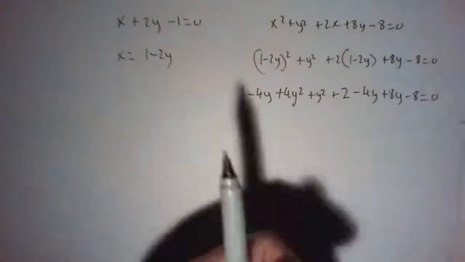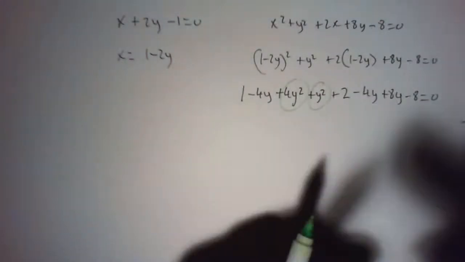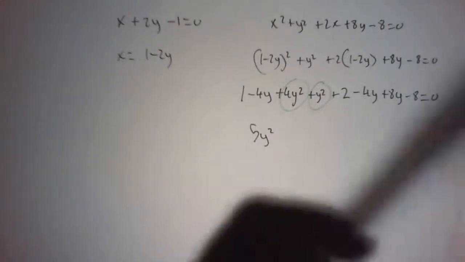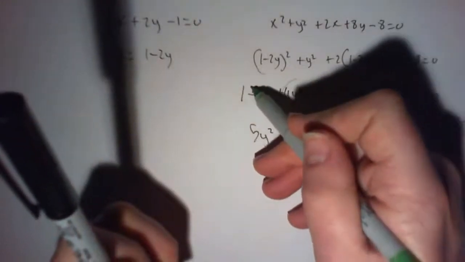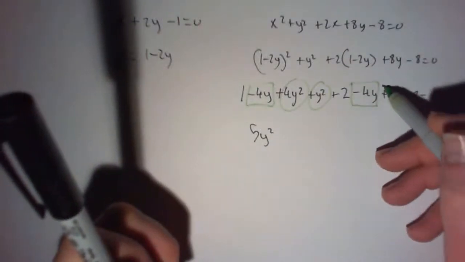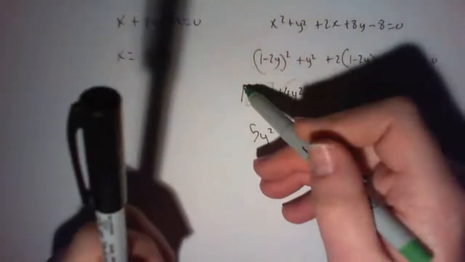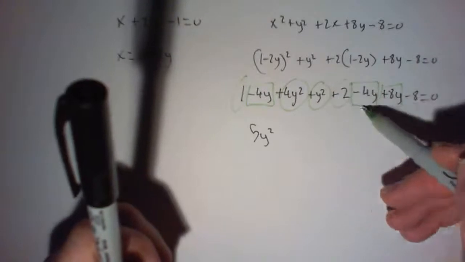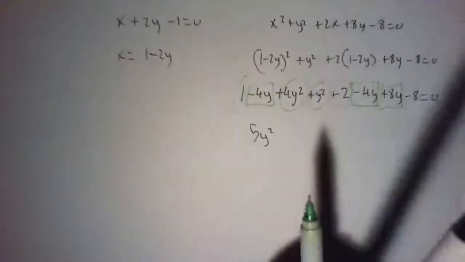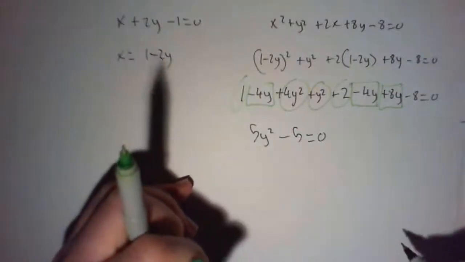So let's do the y squares first. I have a 4 and a 1, so we've got a 5y squared. Let's do the single y's. I have a minus 4y and a minus 4y and a plus 8y. Well, that's 0. That solves that problem. And then let's do our constants. We have 1 and 2 is 3, minus 8 is minus 5. So this one has actually turned out very nice.